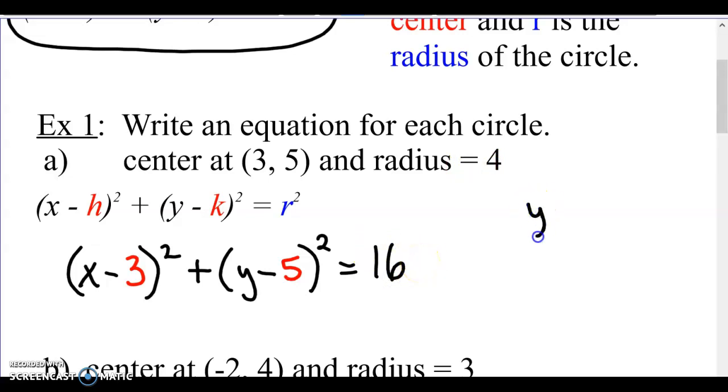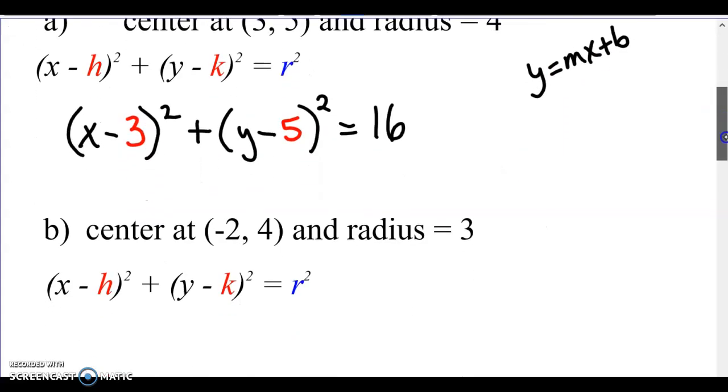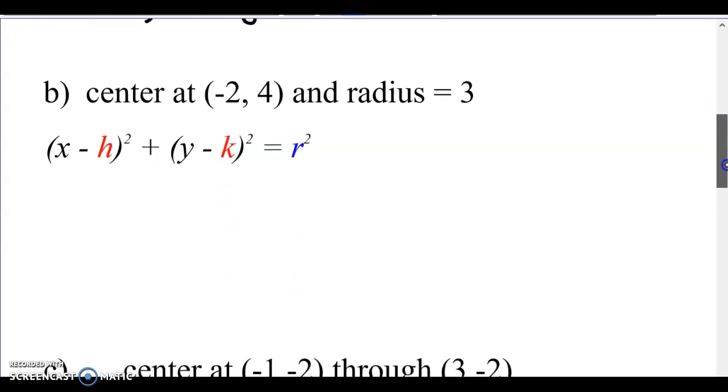Do you guys remember when you've done equations for lines in like 7th, 8th, and 9th grade, so y equals mx plus b? Well, this is the general formula for a circle. Okay. All right, here's another example.